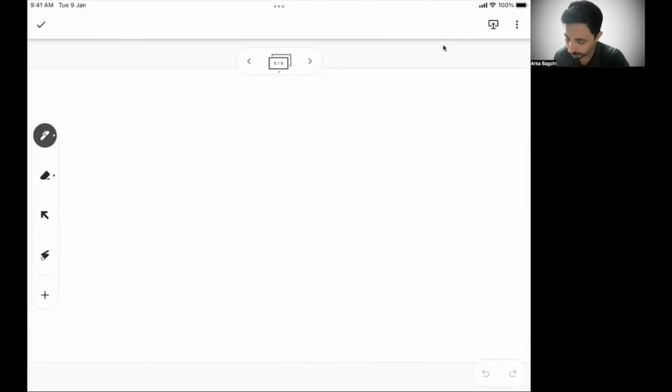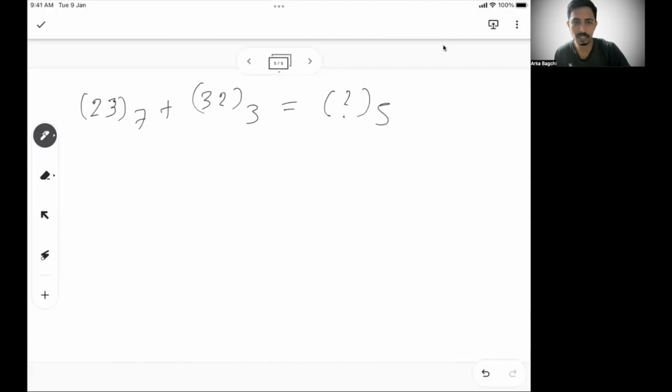So let's say I can give you a problem of 23 in base system 7 plus, let's say, 32 in base system 3, and tell me what value it will be in base system 5. I can give you any random problem, right? So the idea here is to convert everything into base system 10, and from there you can do it.